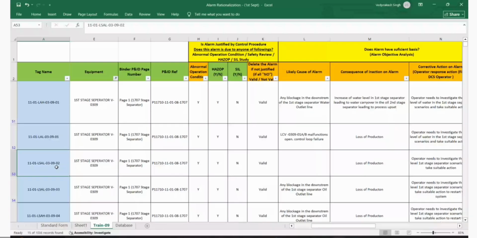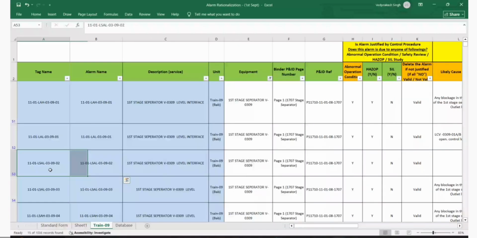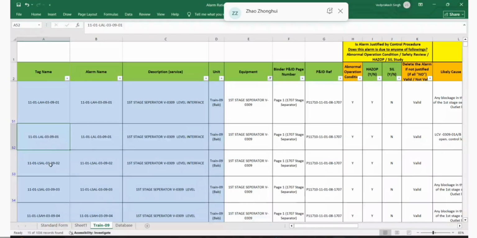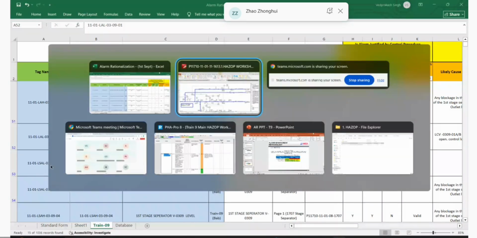This one? This alarm is part of IPL, right? Which alarm? This LSAL. No, the earlier previous one which you showed in the pain rate. This one? These two. Go back to your WhatsApp worksheet. Go back to my Hedgehog worksheet.